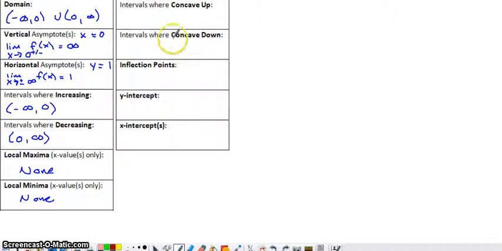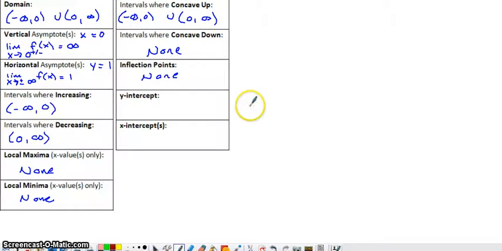So I've already filled in the part of this that we could have based on our analysis done in the first part of the video. Where are we concave up? Well, we're concave up to the left of 0 and to the right of 0. We're never concave down. We don't have any change in concavity, so we don't have any inflection points.